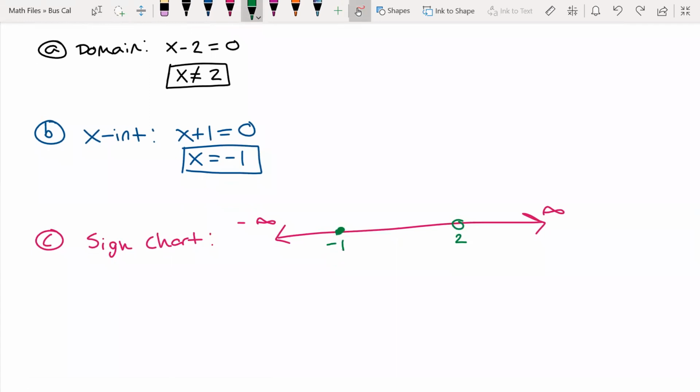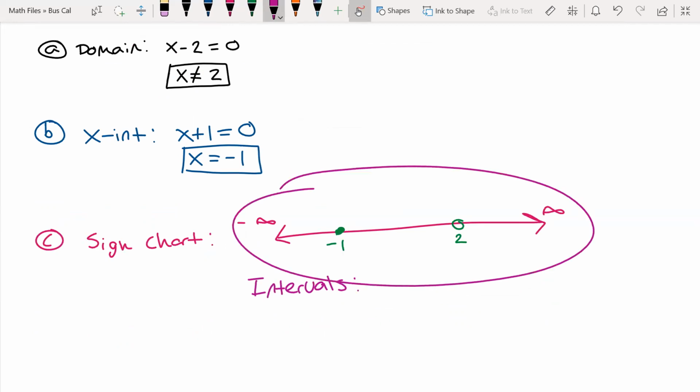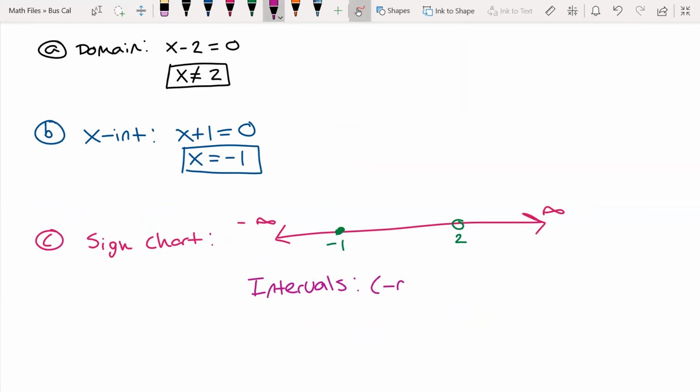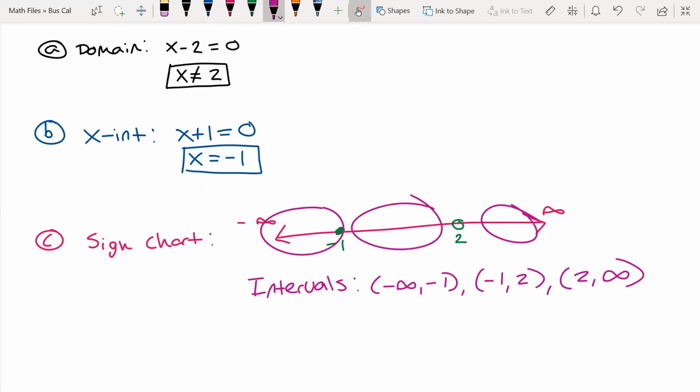And the next part for our sign chart, we're going to make intervals. We're going to make intervals based on our sign chart. So I'm going to start with -infinity to -1, -1 to 2, and 2 to infinity. These are all the intervals I'm talking about. That's what I just wrote down.